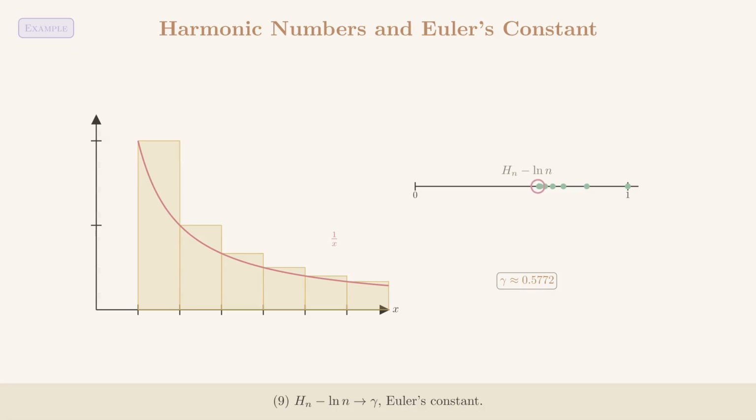And here is the astonishing part. Gamma threads through analysis and number theory. Yet to this day, nobody knows whether it is even rational or irrational.